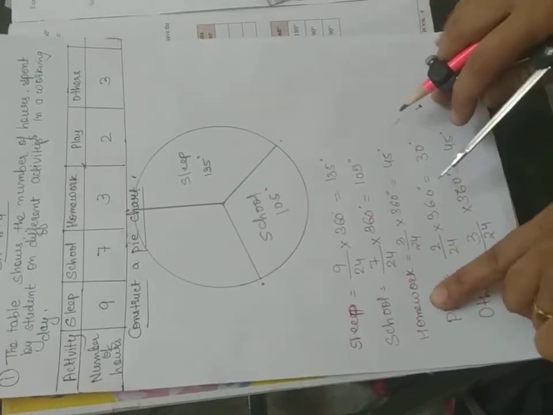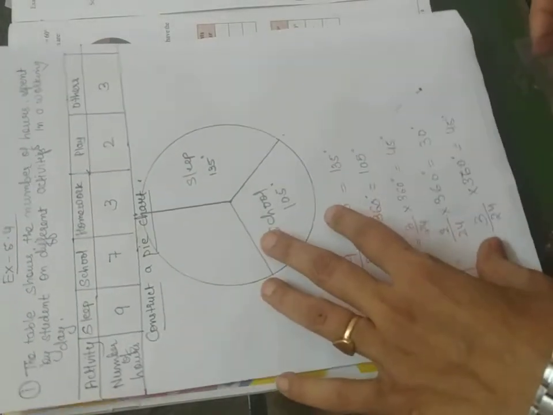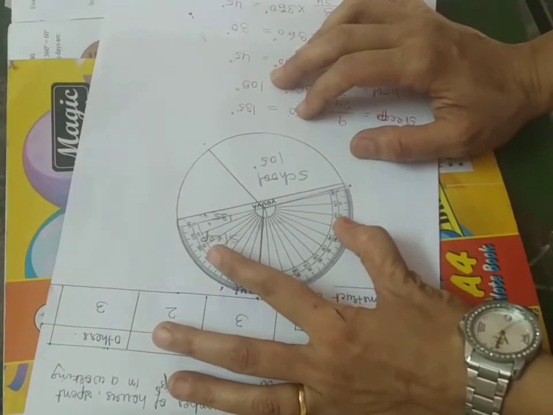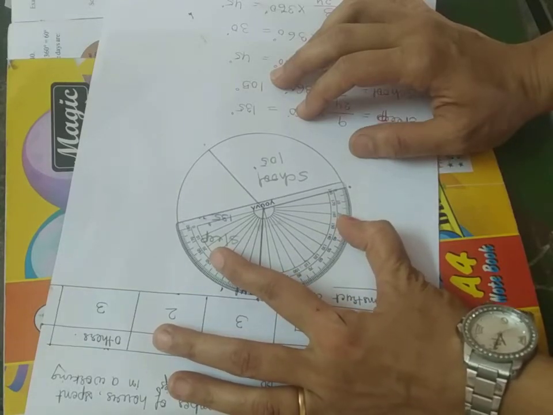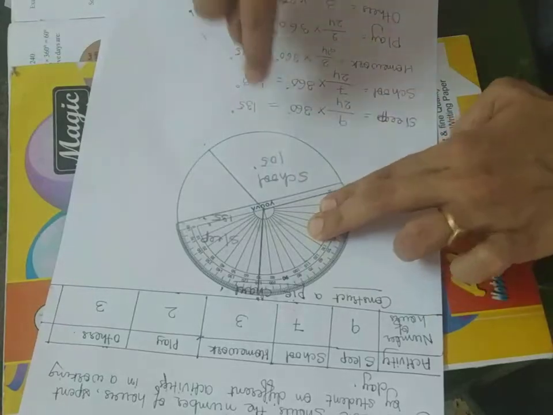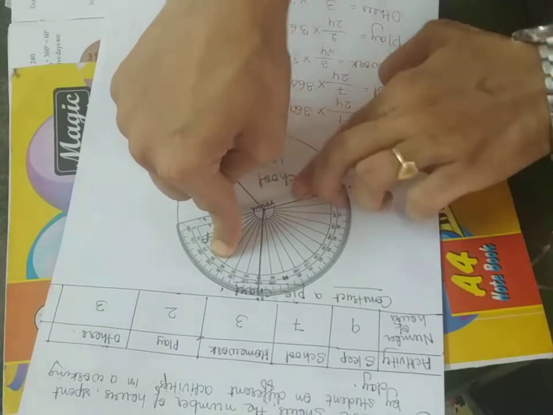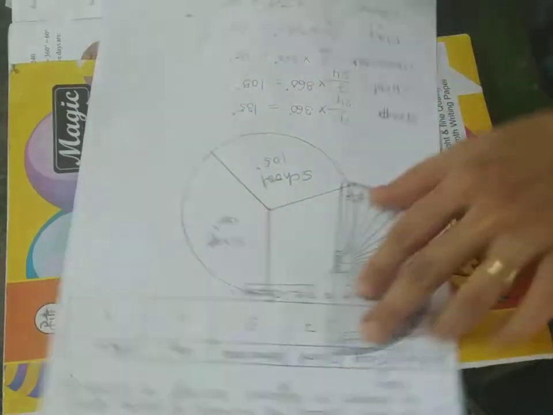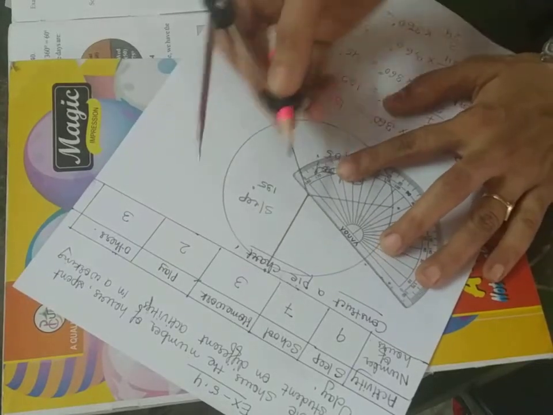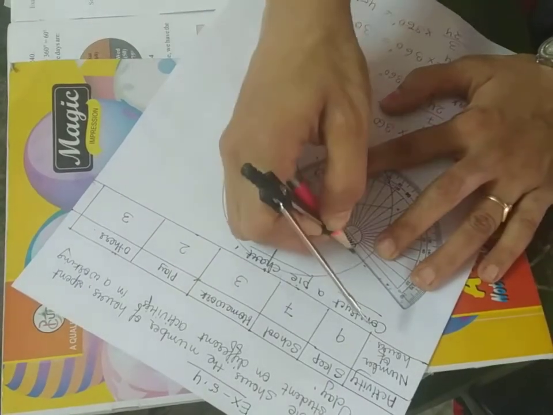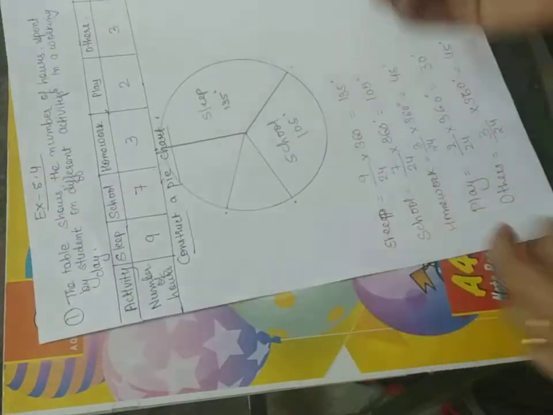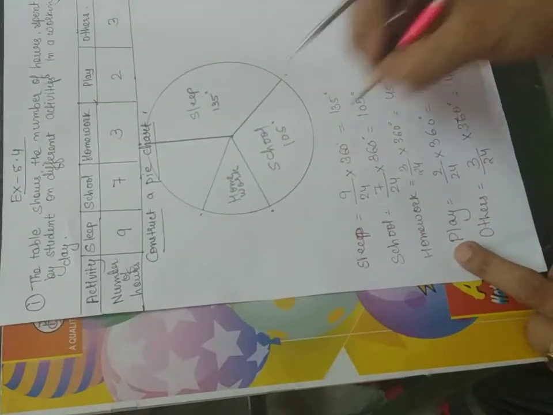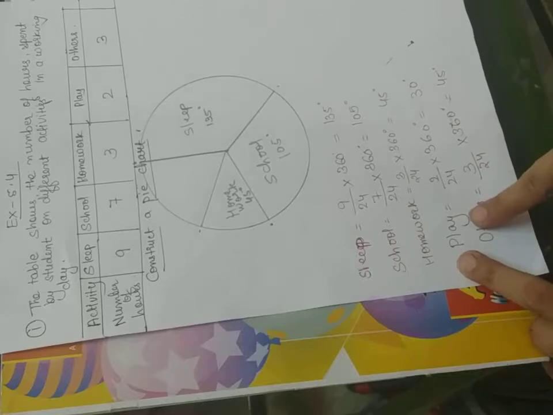Now the next one is homework. So we have to just flip the paper also. We have to turn it also. We'll put the round protractor like this, center, lines matching. Then we will see where the 45 degrees comes. So it comes here, pointed. Okay, then we will join it with the help of the center. Done. So homework, how much? 45 degrees.